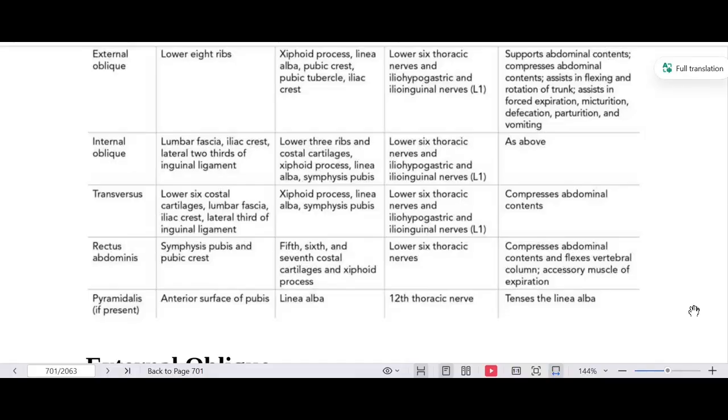Bismillahirrahmanirrahim. Assalamu alaikum. So today we are going to continue the muscles of the anterolateral abdominal wall. So let's continue with the rectus abdominis.